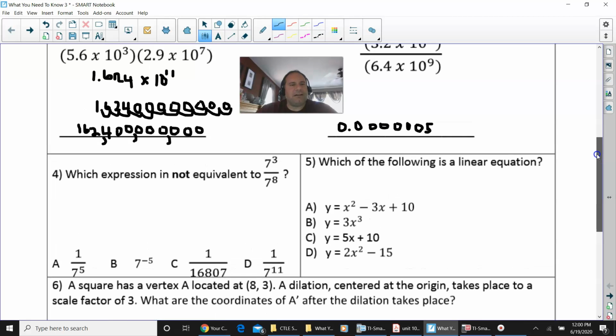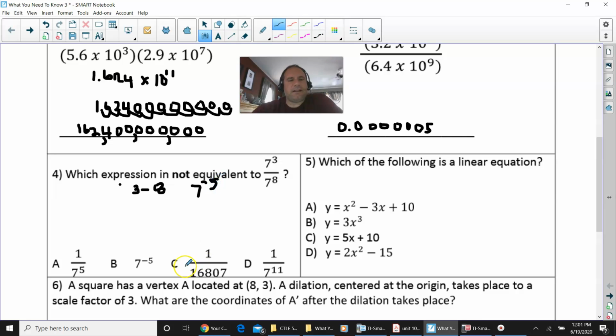Number 4, which one is not equivalent to this? And you could do this in the calculator, or you could just use the way that we taught you using the laws of exponents. But if you don't know the laws of exponents, that means you have to use the calculator. Let me use the laws of exponents first. When you divide the same base by the same base, what do you do with the exponents? Yep, you subtract them. So 3 minus 8 becomes what? 7 to the negative 5th.